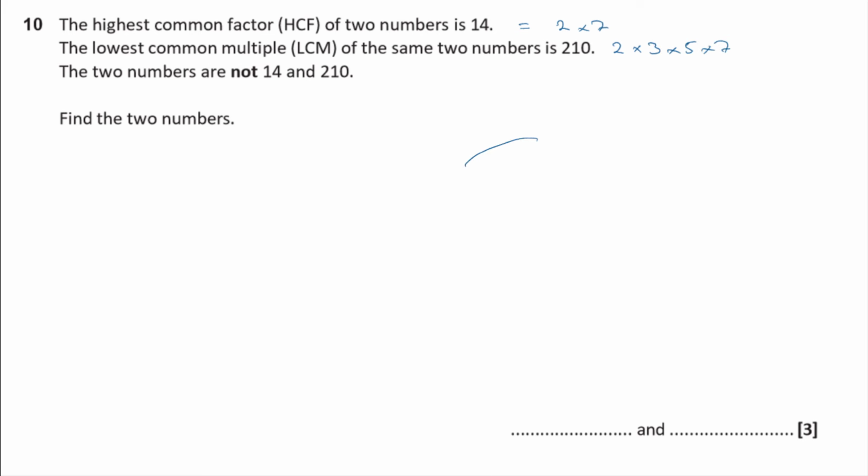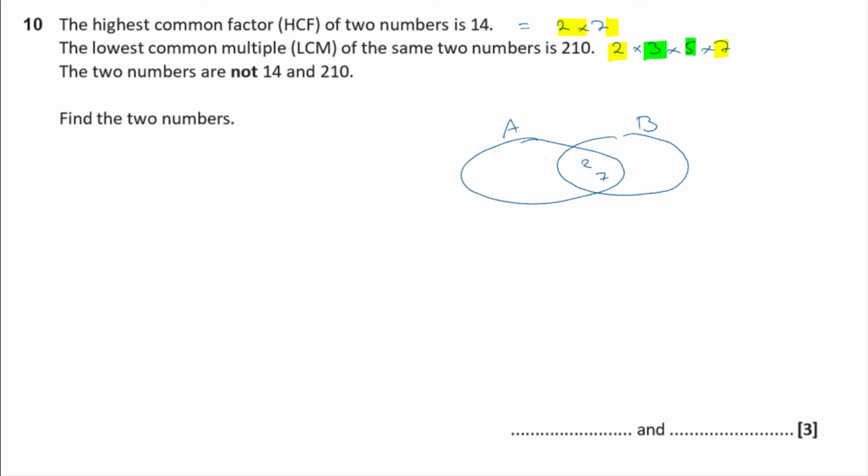Now if I was to draw this as a Venn diagram, then the prime factors that appear in the HCF lie in the middle, 2 and 7. And then the prime factors that are in the LCM that are not in the middle, so we've already picked out 2 and 7. Now the other two must be in one of the other outside circles. So this is our first number, made up of these, and this is our second number, made up of these.